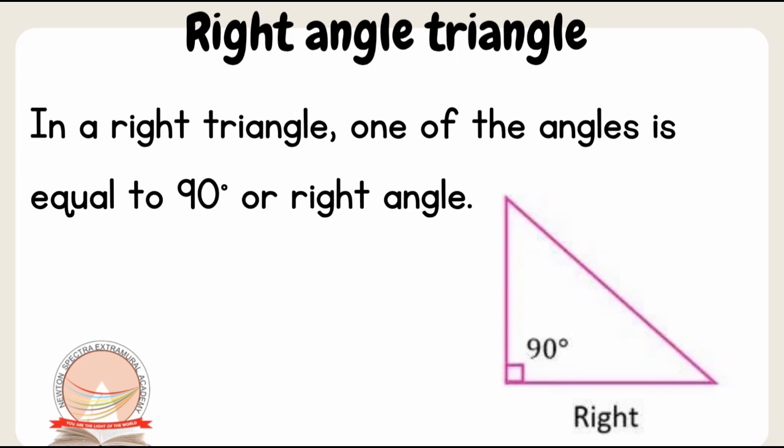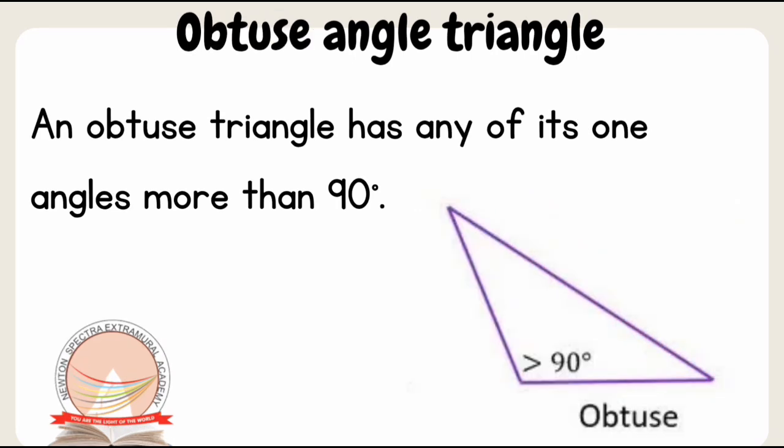Right angle triangle. In a right angle triangle, one of the angles is equal to 90 degrees or right angle, and the side facing the angle is known as the opposite, and the longest side is known as the hypotenuse, while the other side is known as the adjacent. So this is going to lead us to Pythagoras theorem as we proceed in calculation. Obtuse angle triangle. An obtuse angle triangle has any one of its angles more than 90 degrees.